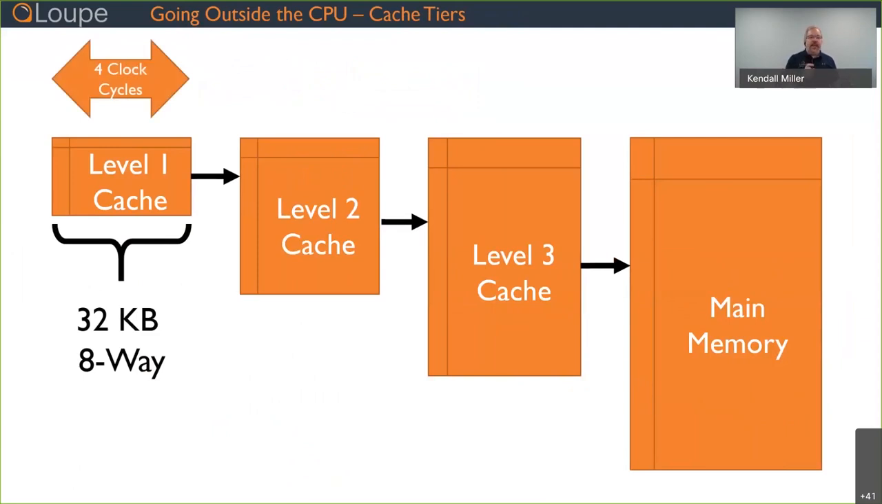So remember that step where we said, hey, just go fetch the data I need for my operation. You got 1 clock cycle to get it done. Well, in truth, it takes at least 4 clock cycles to do that step. And that's if it's in level one cache.